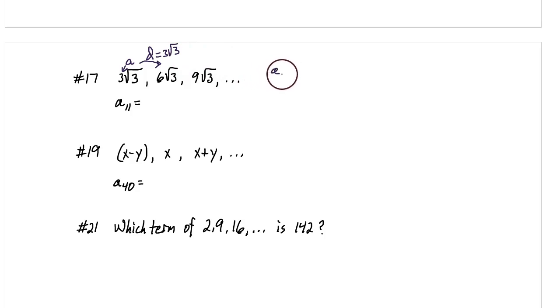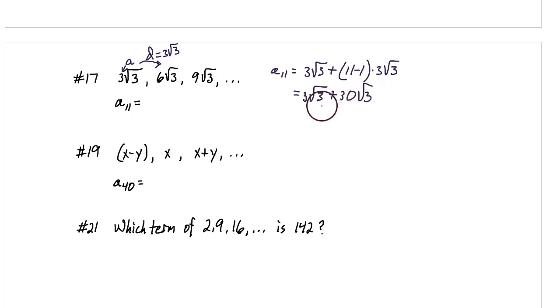It looks like it's adding 3 square root of 3 each time. So to get the 11th term, we take the first one, 3 square root of 3, and then add 11 minus 1 times the value of d. So this makes 3 square root of 3 plus, and then 11 minus 1 is 10. 10 times 3 is 30 square root of 3. Adding these together, it is 33 square root of 3.